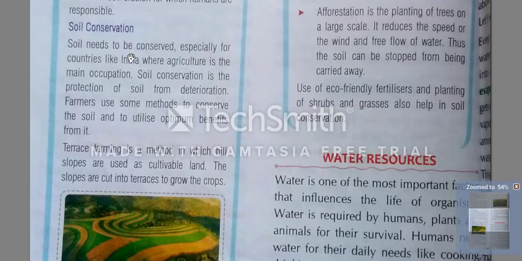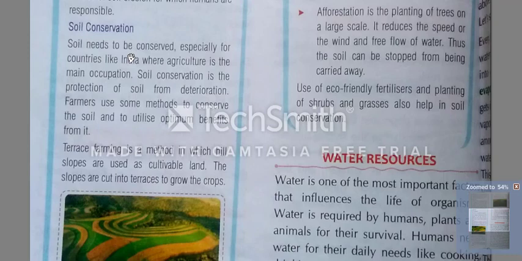Soil needs to be conserved, to be protected. It is very necessary. We will have to protect and conserve the soil, especially for countries like India, where agriculture is the main occupation. There are many countries where most of the economy is dependent on agriculture. So it is our duty to conserve the soil also.